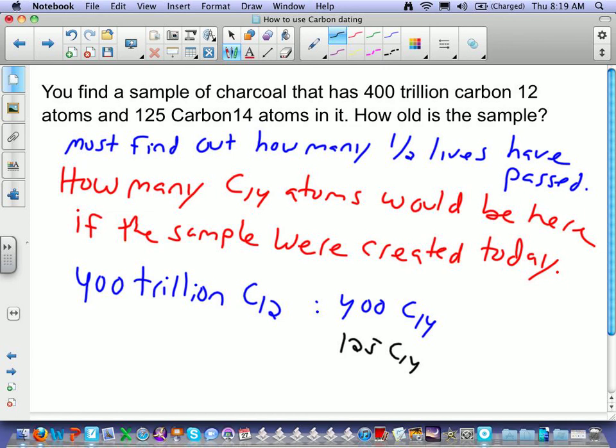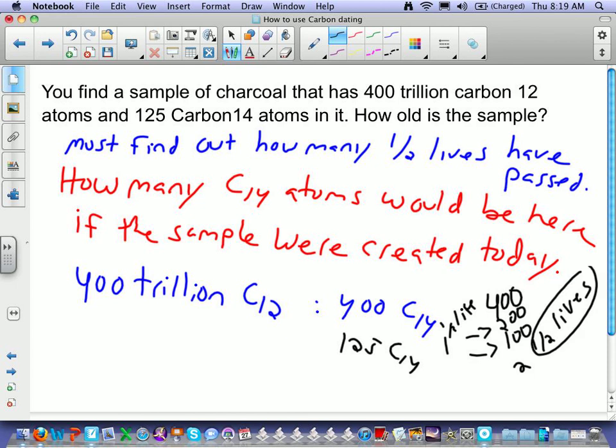How many half-lives must have gone by? So if you start with 400, after one half-life, you would have 200. After another half-life, you would have about how many? About 100. So we have about 125. So about 2 half-lives have gone by.